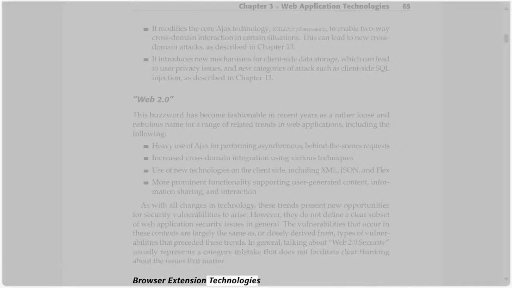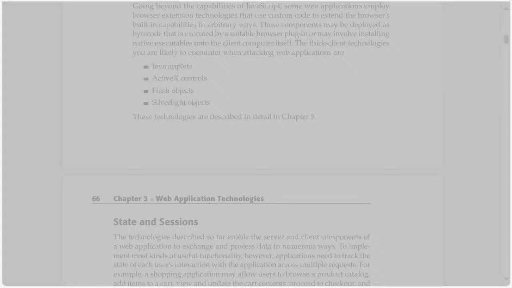Browser extension technologies. Going beyond the capabilities of JavaScript, some web applications employ browser extension technologies that use custom code to extend the browser's built-in capabilities in arbitrary ways. These components may be deployed as bytecode that is executed by a suitable browser plugin or may involve installing native executables onto the client computer itself. The thick client technologies you are likely to encounter when attacking web applications are Java applets, ActiveX controls, Flash objects, and Silverlight objects. These technologies are described in detail in Chapter 5.